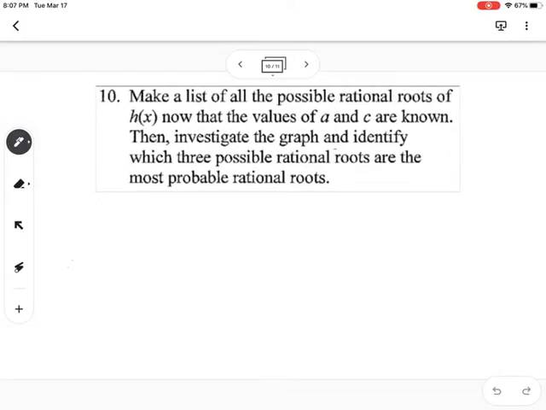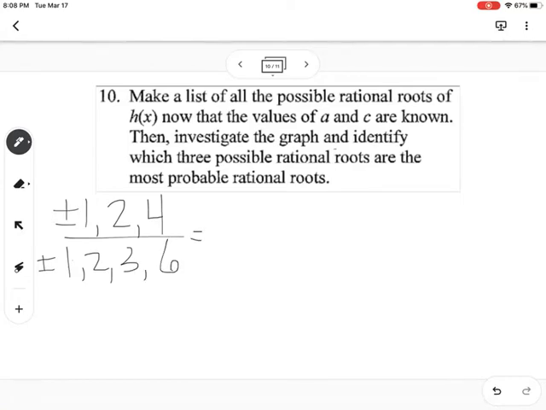Okay, so now, number 10, we're making a list of all the possible rational roots. But because now we know A and C, investigate the graph, identify which are most probable. So we know that our constant is 4, so our factors of 4 are 1, 2, and 4. Our leading coefficient is 6, so our factors are 1, 2, 3, and 6. And now we can simplify.